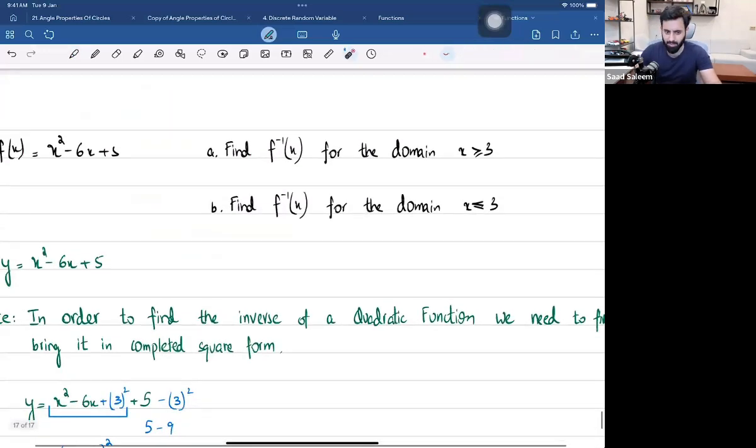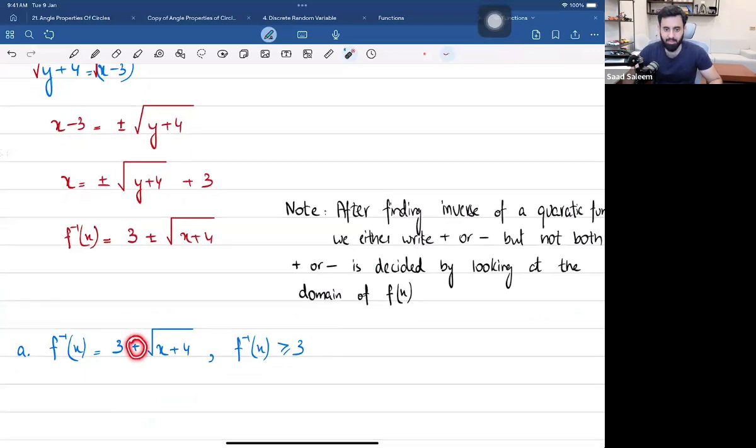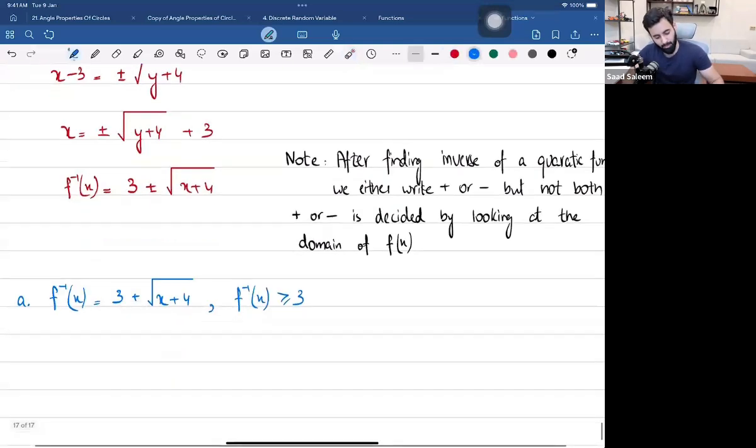I'll repeat from the beginning, and I'll give you a plan B as well: how can you decide whether to go with plus or minus? Since the domain of f of x is greater than or equal to 3, the range of the inverse function should also be greater than or equal to 3. But which sign will give us the desired range? It's the plus sign. Why? Because when you add something to 3, the overall values will be greater. What about part B, where the range of the inverse function will be less than or equal to 3?